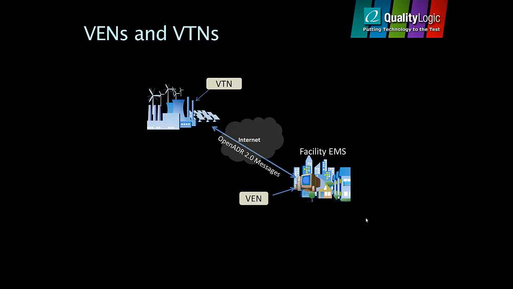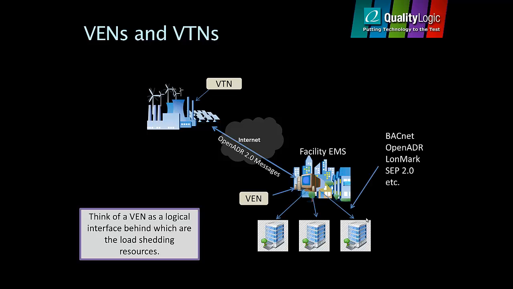From a commercial perspective, the events from the VTN would most likely be directed at a facility energy management system, which would then use BACnet, OpenADR, or other protocols to propagate the event to more granular resources within the facility. Think of a VEN as a logical interface behind which are the load-shedding resources.